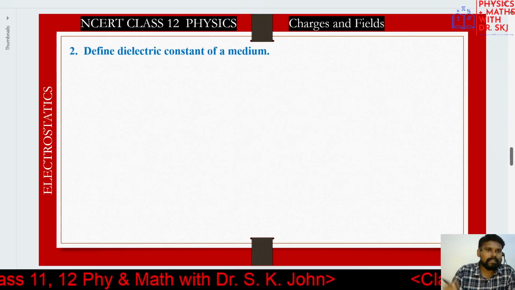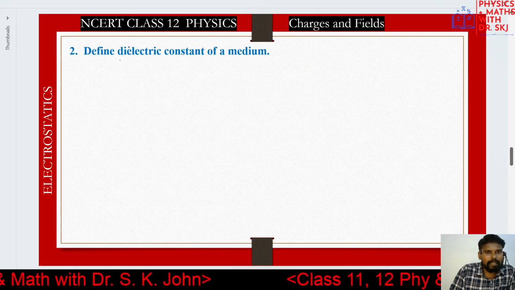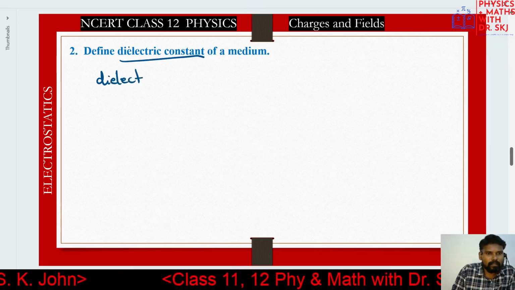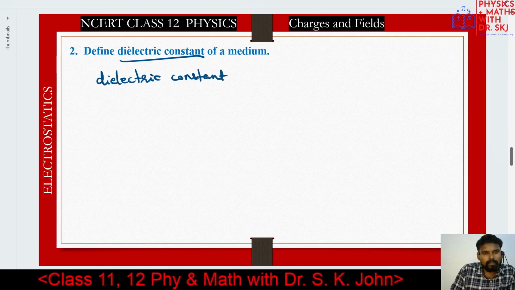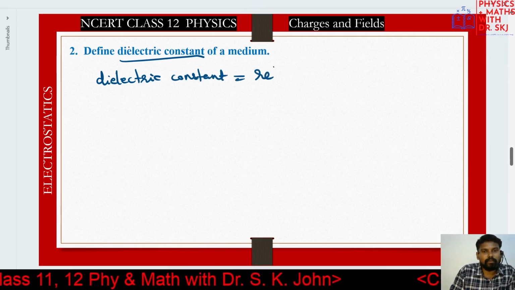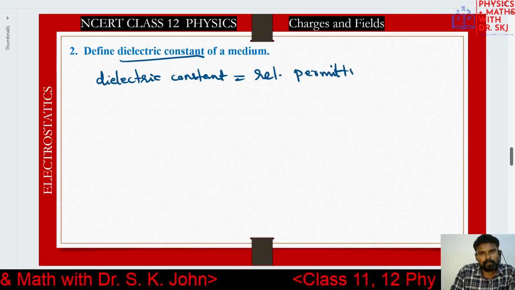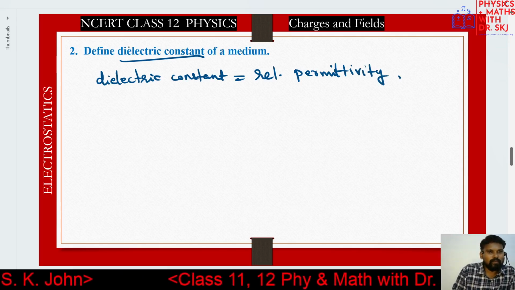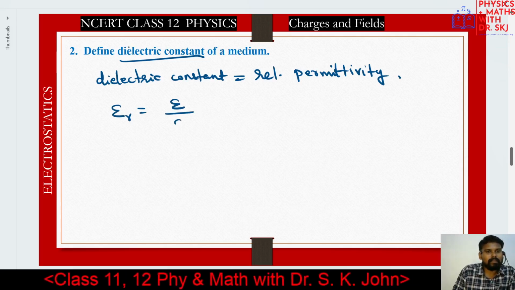Okay, now let us answer this question. Define dielectric constant of a medium. Dielectric constant is another name of relative permittivity. Dielectric constant is another name of relative permittivity. So what is dielectric constant? Relative permittivity, which is epsilon by epsilon 0.